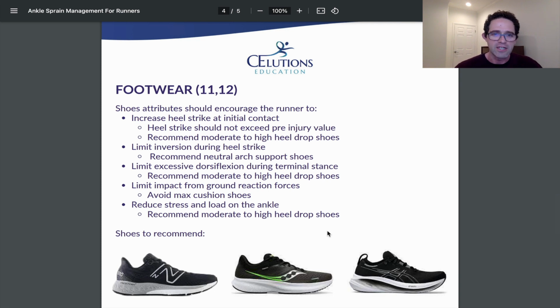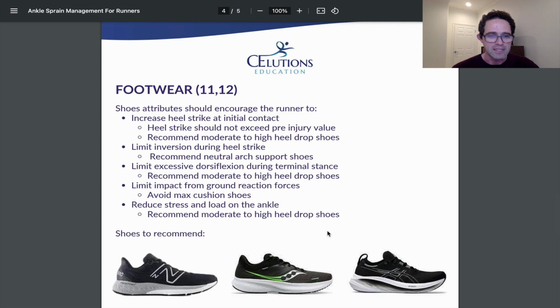So in this case, to increase the heel strike at initial contact, we're going to want to make sure we're giving them some heel strikes, that they're landing on their heel, and we don't want that to exceed the pre-injury levels. One of the important parts is going to be that we're recommending patients to get moderate to high heel drop shoes. That's going to encourage that earlier heel strike. That's going to make sure they're landing on the ground with their heel. Also, it's going to be the limited inversion, and we're going to do that by being able to give them a neutral arch. We don't want to give these patients a really high arch, which is going to cause them to push out into inversion.